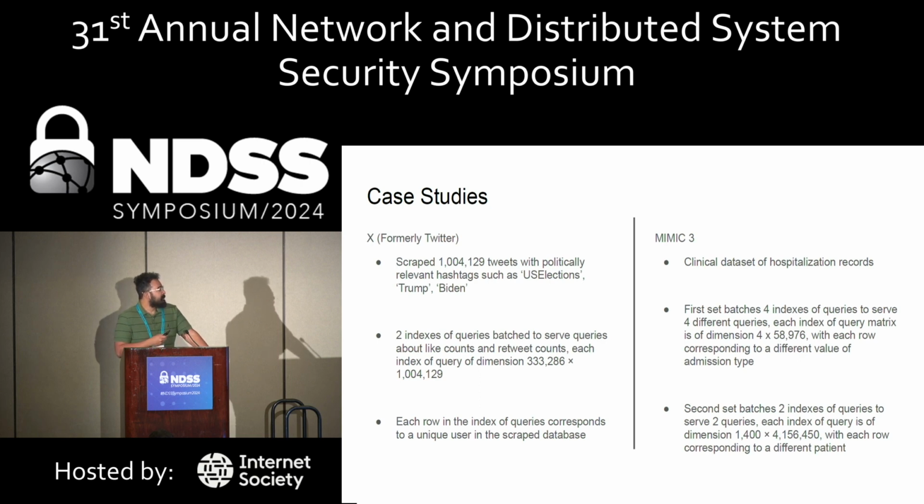This batched index of queries was used to serve a set of queries around the US elections. Similarly, in our second case study, we used an open source medical data set, Mimic3, to compile our own data set that we used to produce 2 sets of batched indexes of queries, the first one being 4 cross around 60,000 in dimension, and the second one being a little larger at 1,400 cross about 4 million in dimension. In the first one, each row corresponded to a different admission type, or nature of admission, for the patients, and the second one is bigger because it's at a patient level.